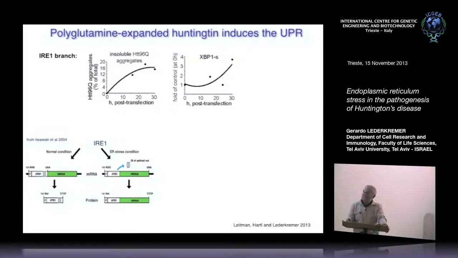In the case of this branch, we can use an interesting system where we can see what's happening in individual cells, and this is because of the splicing. IRE1 splices, as I told you, the XBP1 mRNA. If we have XBP1 linked to a fluorescent protein, then initially, in normal conditions, there's a stop codon, so there's no expression of the fluorescent protein. But upon ER stress, there is this splicing event, the fluorescent protein becomes in frame, and now you have a fluorescent protein being made.